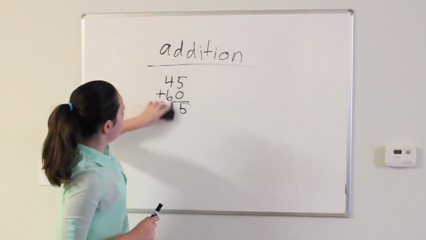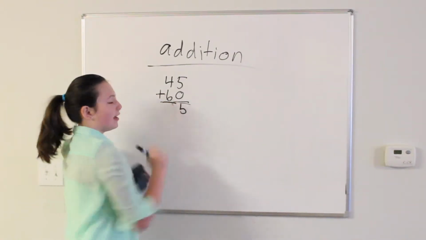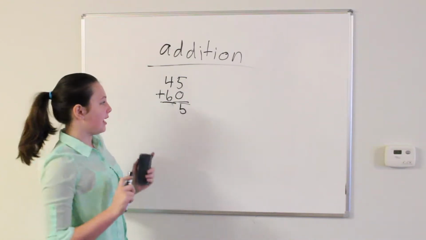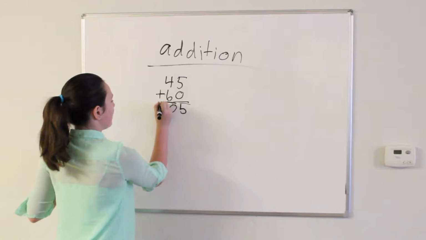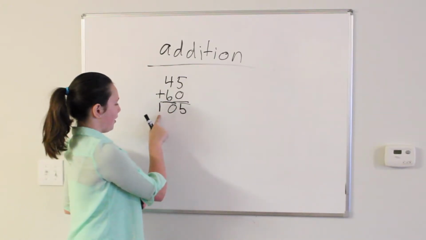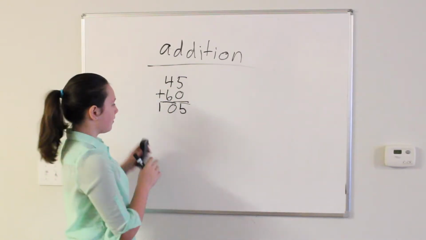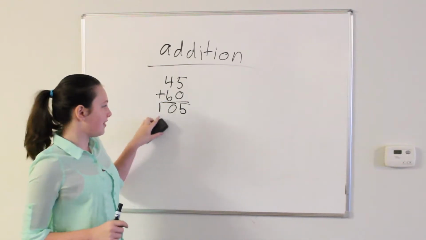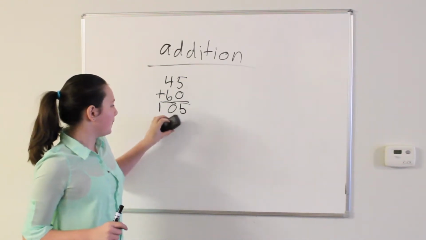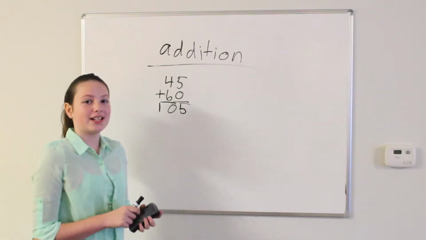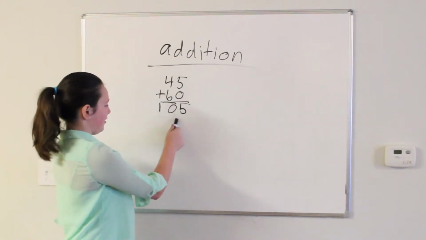So what we would do is we would take our 10 and we put our 0 there for the ones place, and then we would take our 1 there for the tens place, which will also be the hundreds place, and the hundreds place, tens place, and ones place. So our answer is going to be 105.